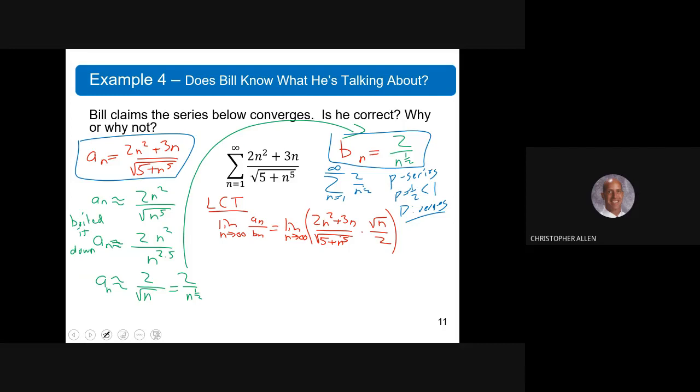Okay, so let's go ahead and move on. Now I'm going to very quickly start writing things in terms of rational exponents and getting away from the square root symbols. So this is, obviously, 2n squared plus 3n. But then I have to multiply this by n to the 1/2, all over 2 times 5 plus n to the 5th, raised to the 1/2.